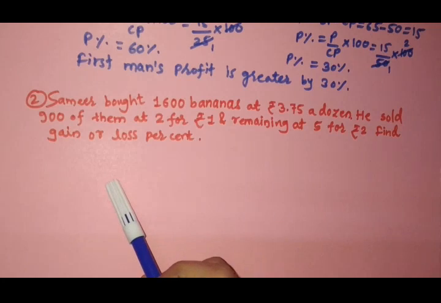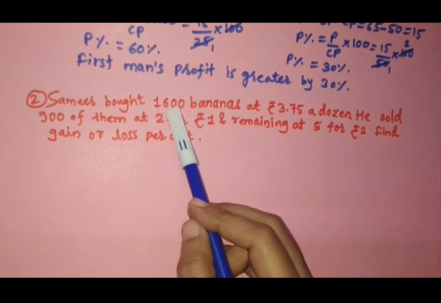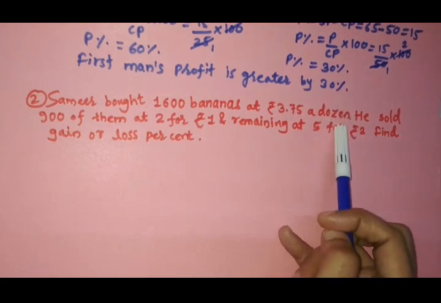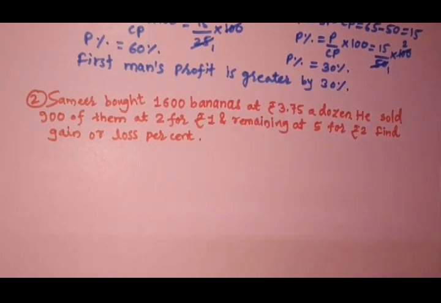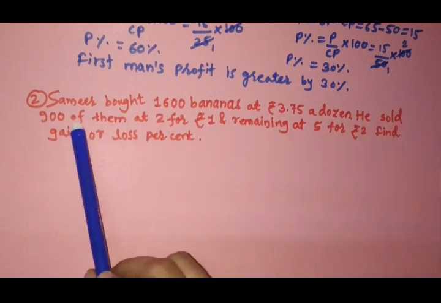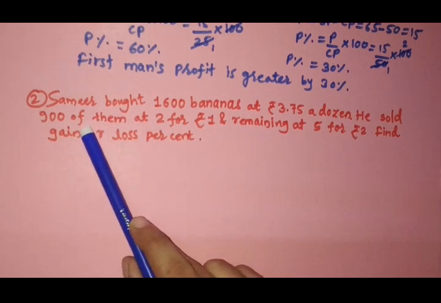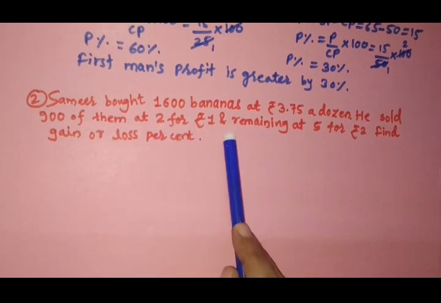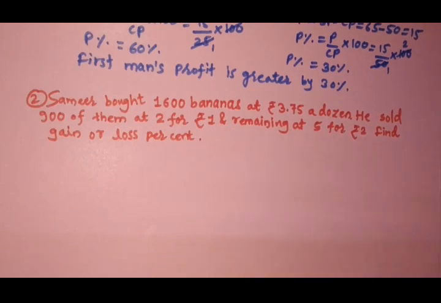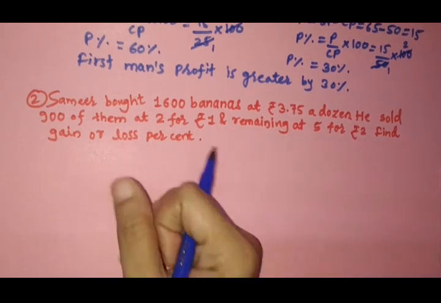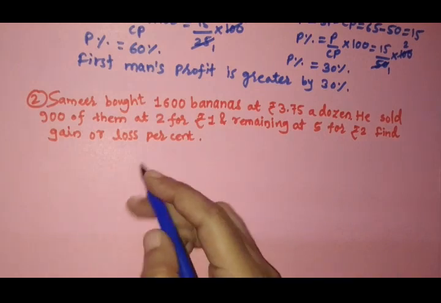So first of all friends, we need to understand the question. Total bananas are 1600 and we need to take out this dozen price first of all, which is the price for a given dozen. He sold 900 of them, and when selling he is doing it in two ways: 900 at 2 for 1 and the remaining 700 at 5 for 2. So first we'll find out the cost price and then selling price, then we'll compare and find out gain or loss percent.